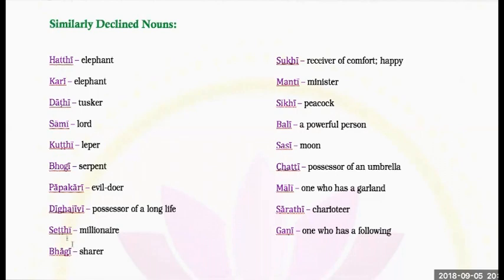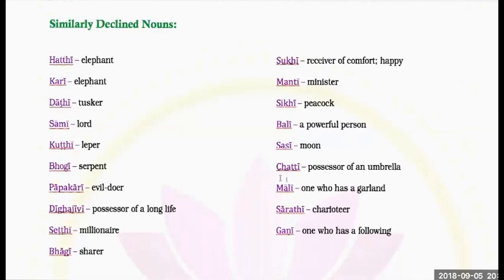Bhagi is sharer. Sukhi, receiver of comfort, happy. In chanting, sometimes we use sukhi dighayuko bhava. Sukhi means receiver of comfort. Digha, you already know, means long; ayu means life. Dighayuko bhava: be happy and live long. Manti, minister. Sikhi, peacock. Bali, a powerful person. Sasi, moon. Chatti, possessor of an umbrella.